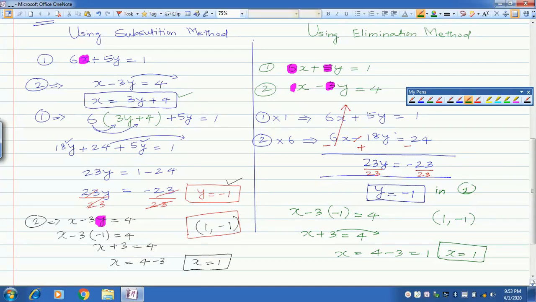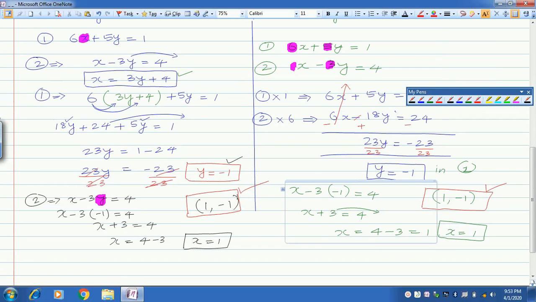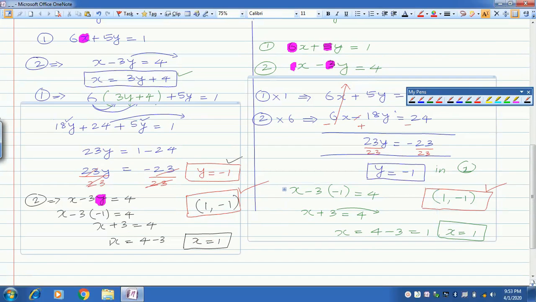So this is the same answer you get as with the substitution method. At the last, the answer will be the same. See here, this is using elimination, and this is using the substitution method. The answer will be the same at the last. Okay, so the entire equation is over. Now we will solve some more problems regarding this.